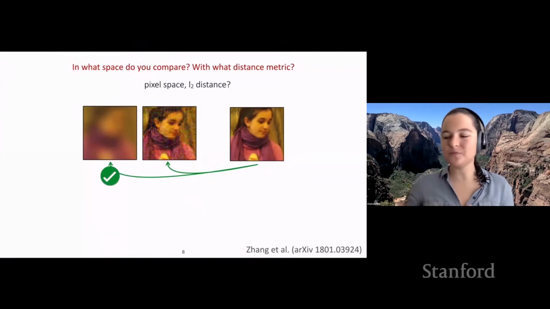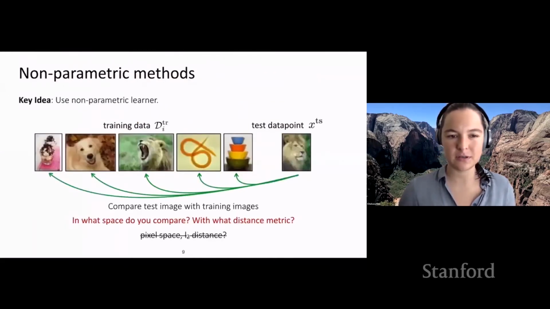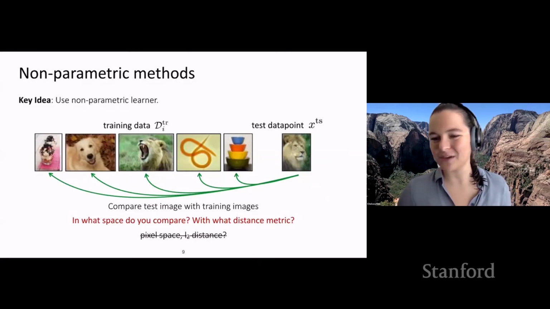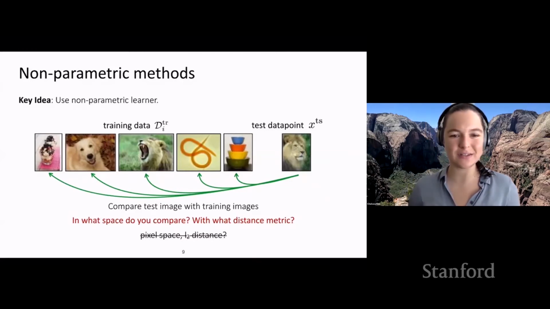Okay, so what might we do instead of doing pixel space or L2 distance? Does anyone have any thoughts on what we might do to get a good distance metric? You can raise your hand or enter it in chat. Yeah, maybe you can learn some sort of embedding, with features that would already be extracted in a CNN, and use that embedding in the feature space to compare.